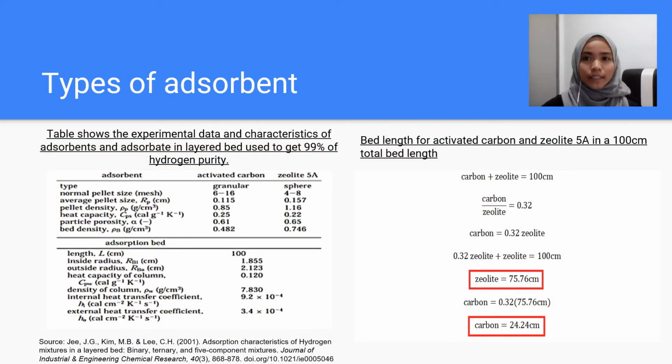From the article, we obtained that the experimental scale of the total bed length of activated carbon and zeolite 5A used is 100 cm, where the ratio of carbon to zeolite is 0.32. By the ratio, we get that the experimental scale of the bed length for activated carbon is 24.24 cm and zeolite 5A is 75.76 cm.